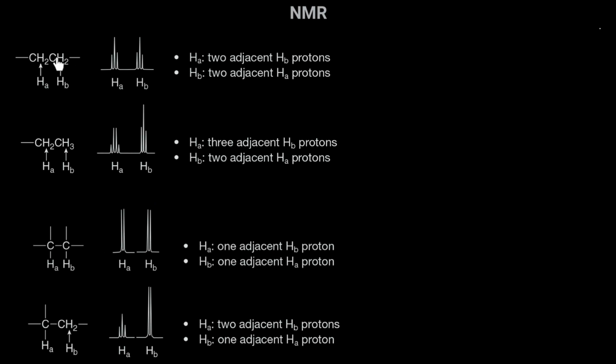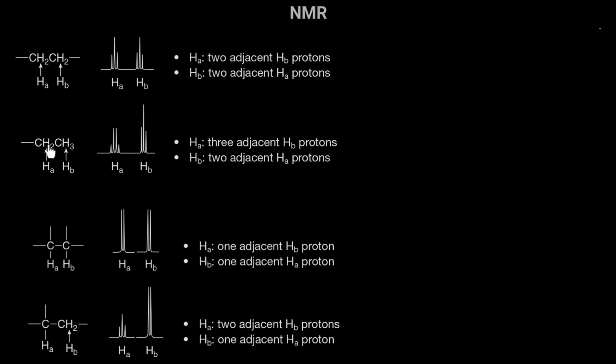There are 2 protons on the neighboring carbon. So if you look at HA, the neighboring carbon has 2 protons, so this is split into 2 plus 1, that's 3. And then HB, if you look at the neighboring carbon, there's 2 protons. So HB is also split into 2 plus 1, which is 3.